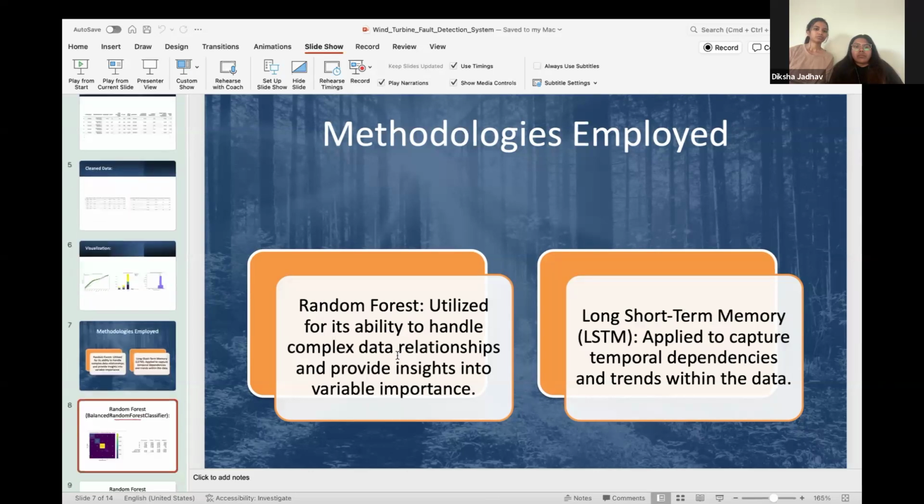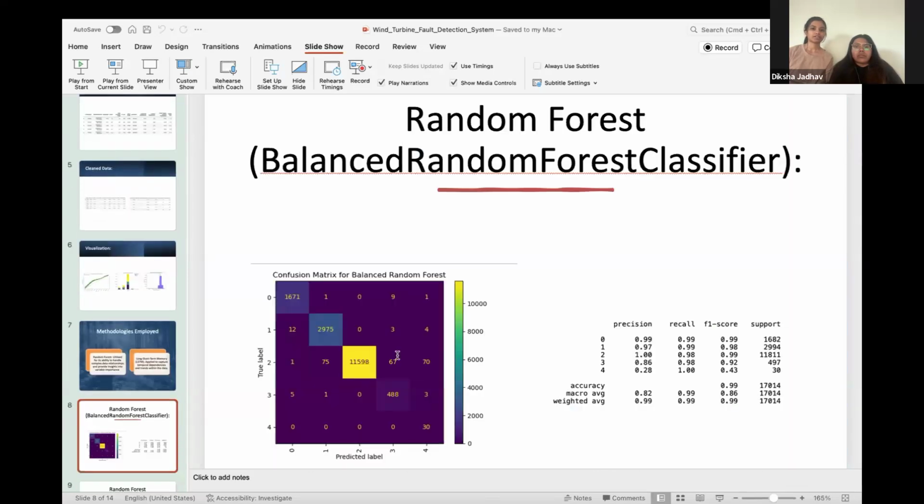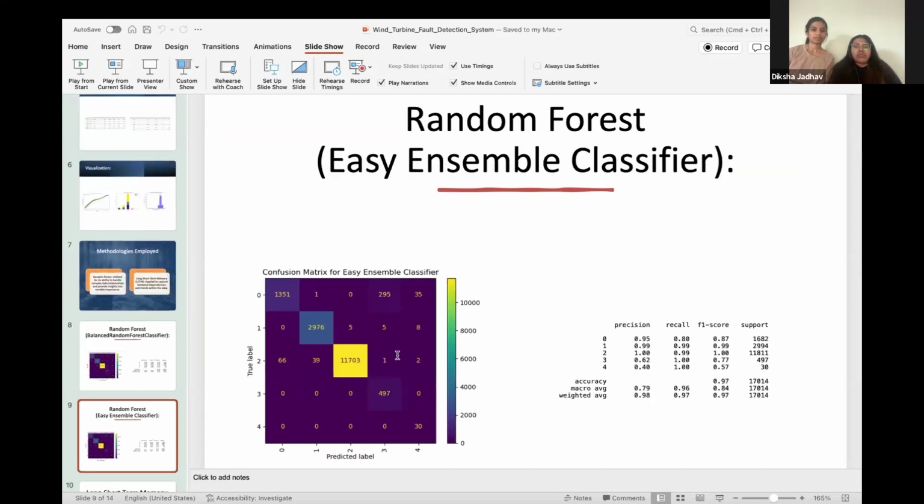So now, moving forward, we can see the results of both the classifiers. So here is the balanced random forest classifier. We can see the confusion matrix for it, and we have achieved an accuracy of around 99%, which is a very good accuracy for this project. Now talking about the easy ensemble classifier, we also used this technique and achieved an accuracy of around 97%.